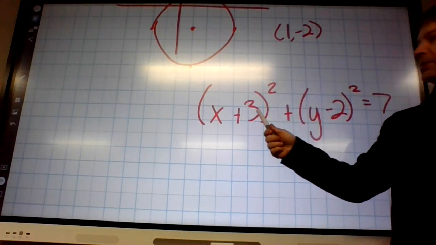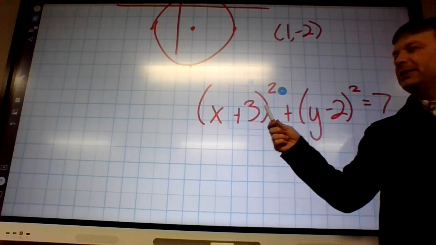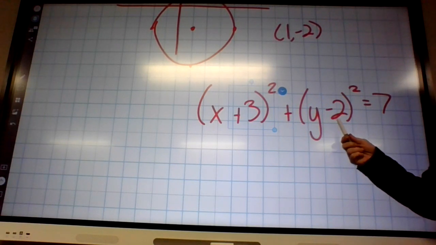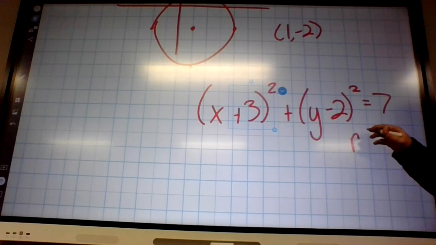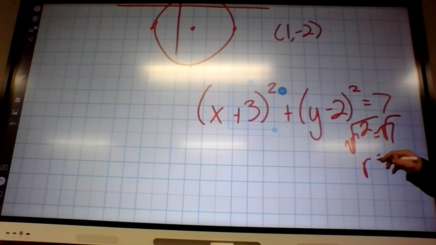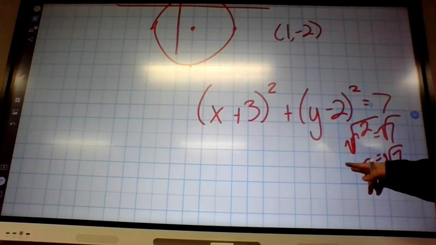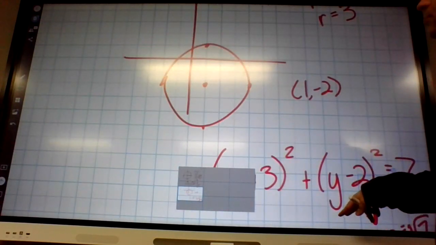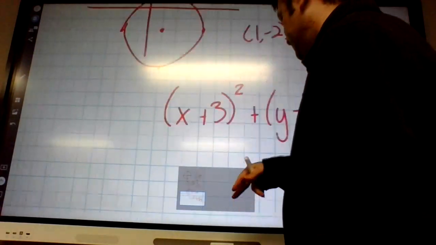Alright. What does this plus 3 do to the graph? Left 3. Up 2. What's the radius? Square root of 7, which is, well, 3 times 3 is 9, right? So that's less than 3. It'd be like 2.7 or something. Anyways, kind of a weird one.